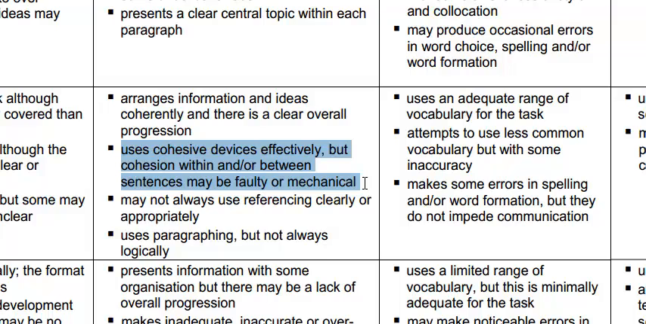So what does this mean? So if you recall, cohesive devices were things like discourse markers, the words like however, moreover, in addition, in conclusion, and they were things like pronouns and conjunctions. So with band score 6, you're using these words and they are mostly used effectively.